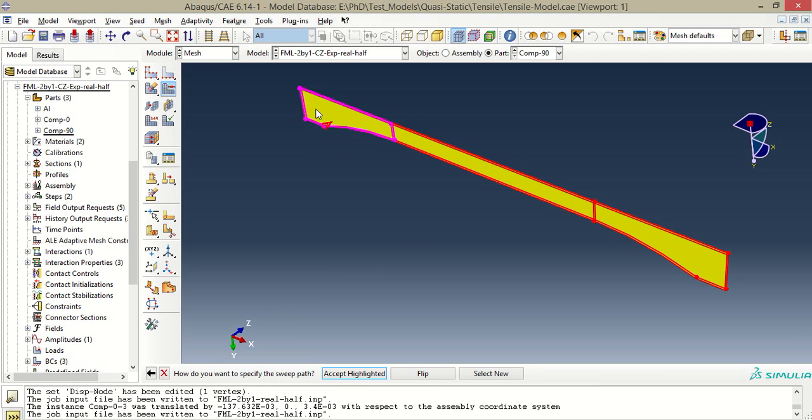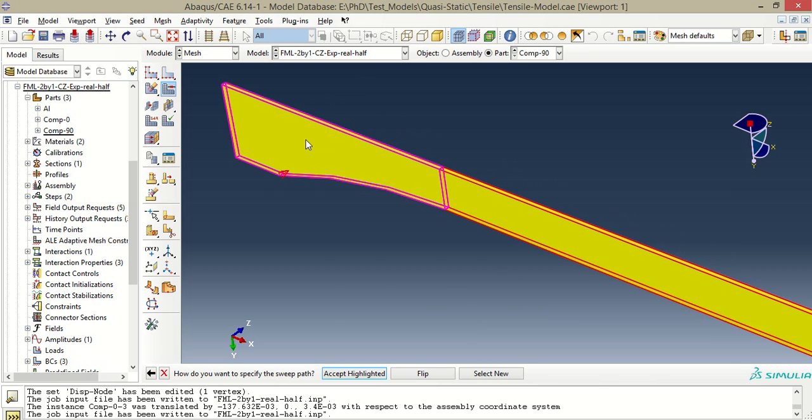So first the elements will be generated here, and then the elements will be generated on the second part, because I have used two elements along the thickness direction. So the first layer of elements is generated, and then the second layer of elements is generated. So the thickness or the stacking direction is in this direction. So this is how the sweep is created.